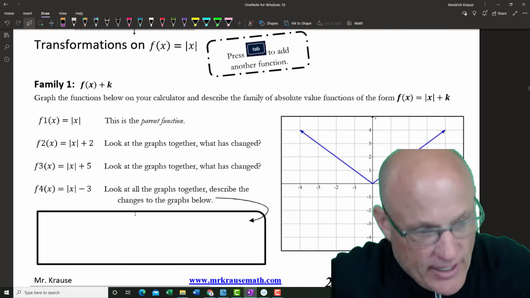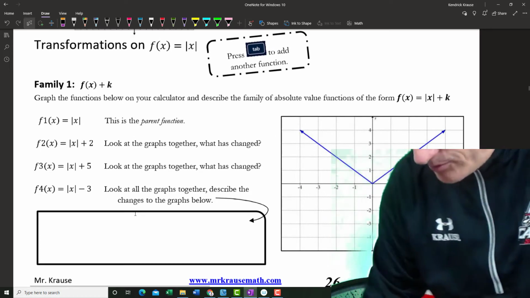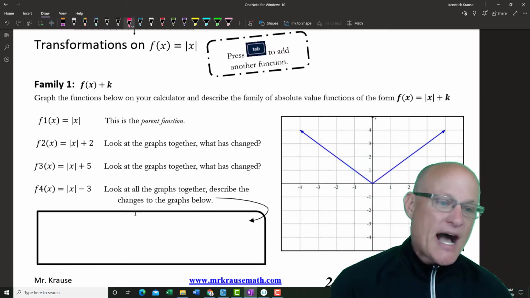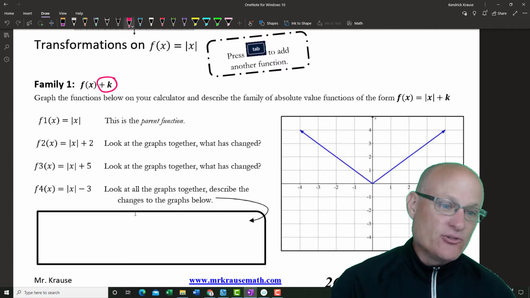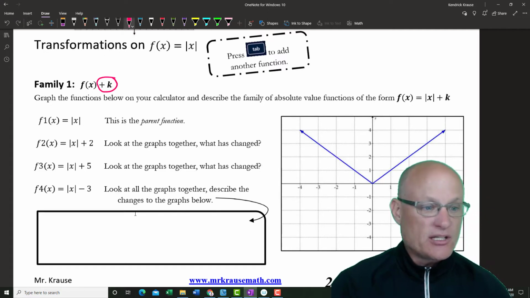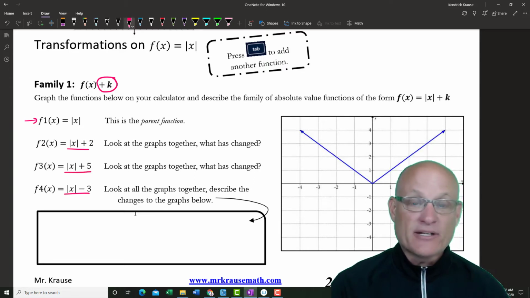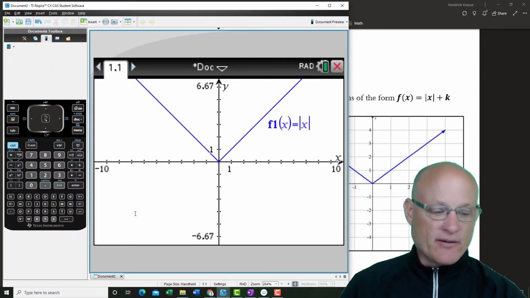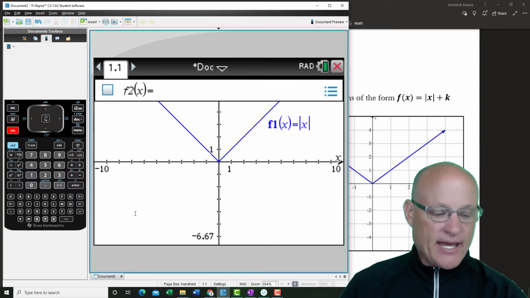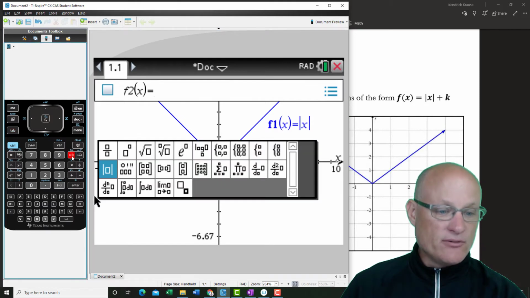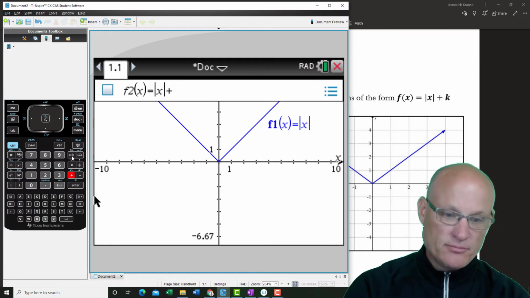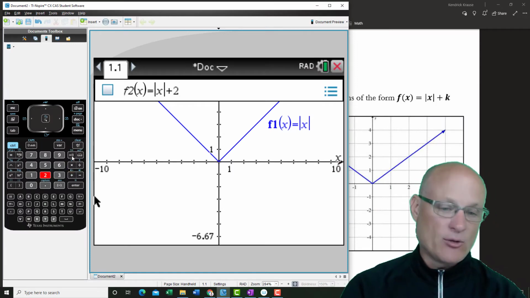Okay, so what we're going to do now is just look to see what happens when I add some value to the end of this. In other words, we're going to look at the original, and then we're going to add 2, add 5, and subtract 3. And I just want you to visually see what happens. All right, so I'm going to press Tab, and I'm going to do the same function, absolute value of X. But now I'm going to add 2.